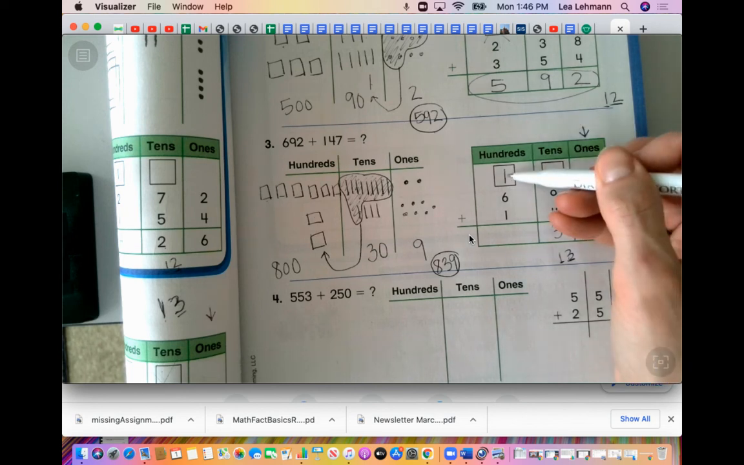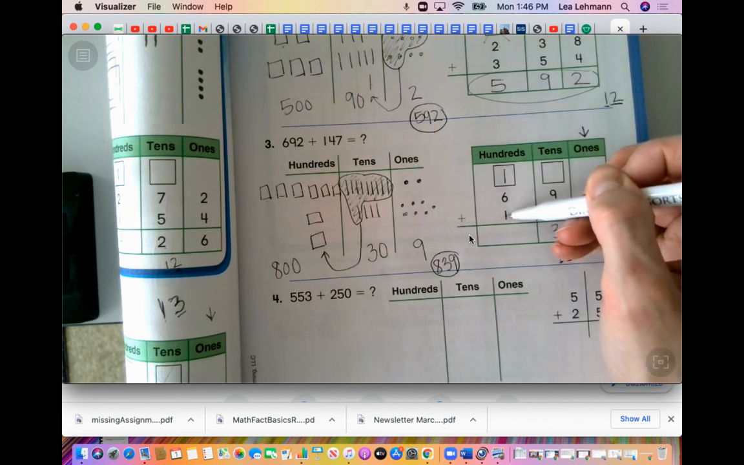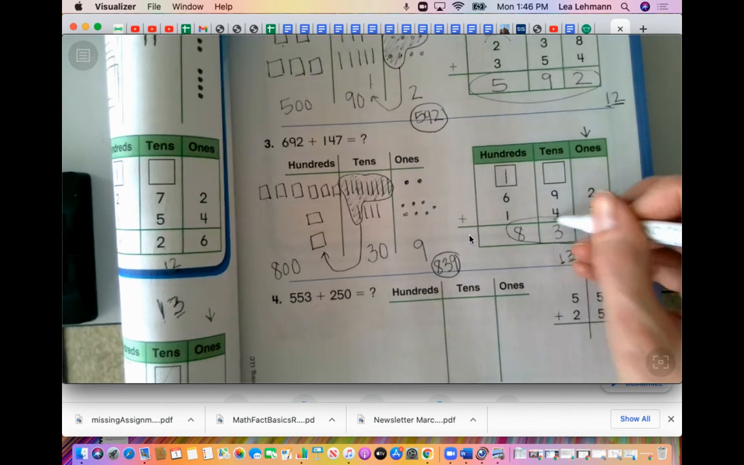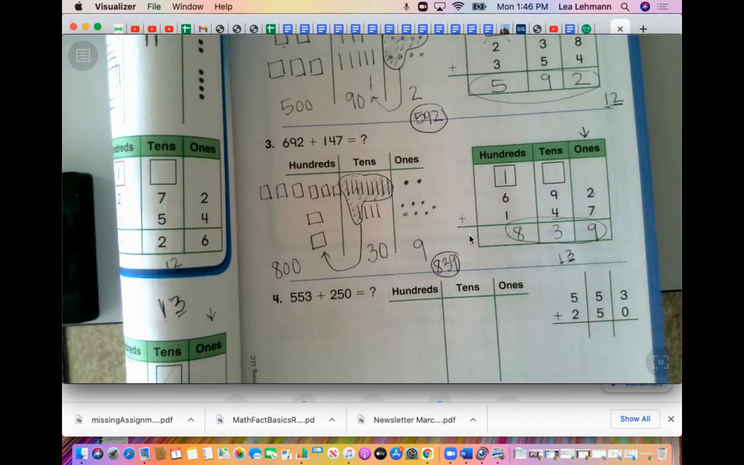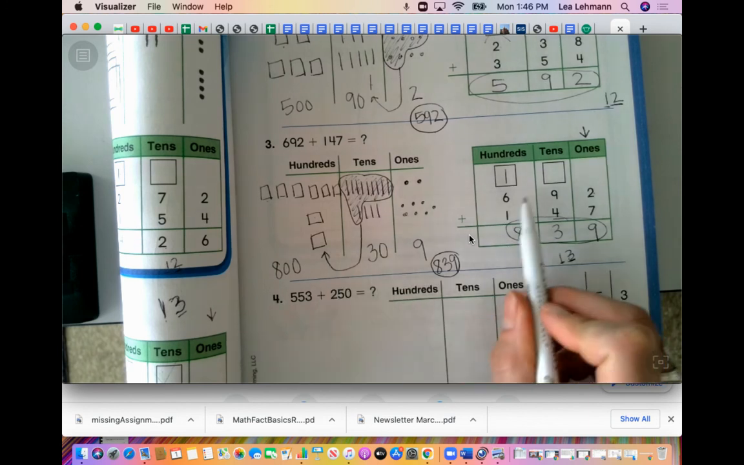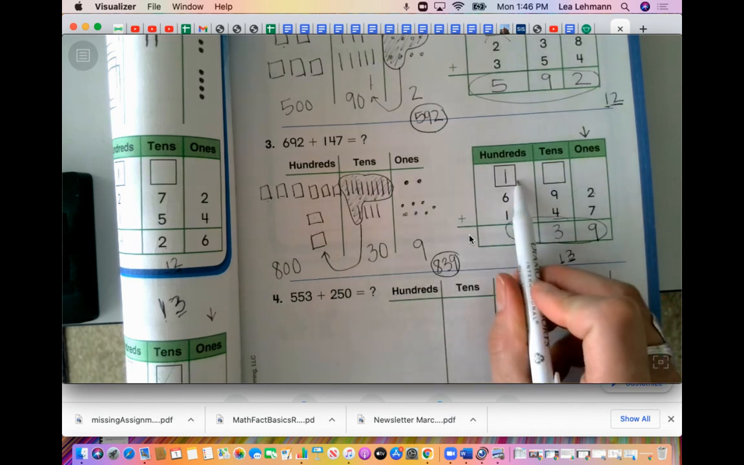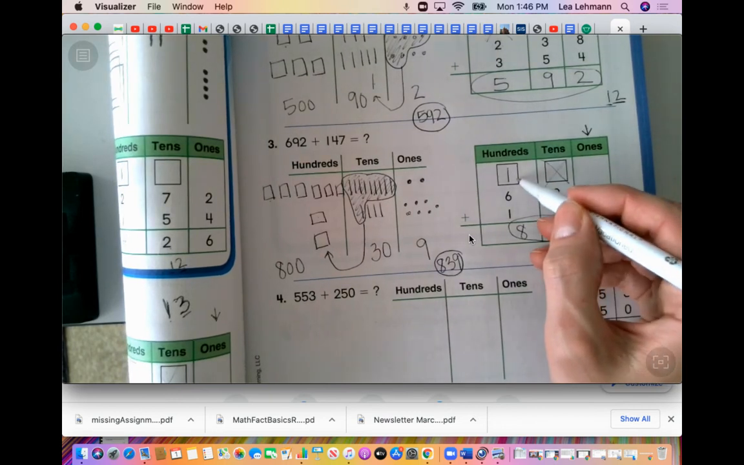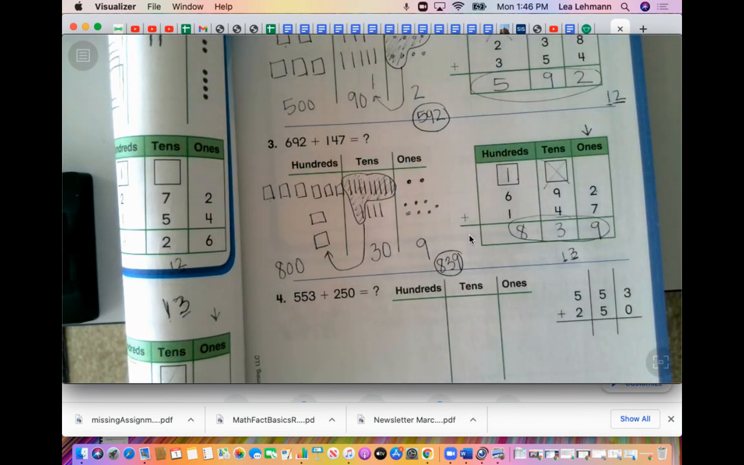Okay, now I have my 1 and my 6 and my 1. 800. Did I get the same answer? Yes. Absolutely. Okay, and if you look over here, did I regroup from my 10s to my hundreds? Yes. So I don't need anything right there. I just need it in my hundreds. Okay, does that make a little more sense?